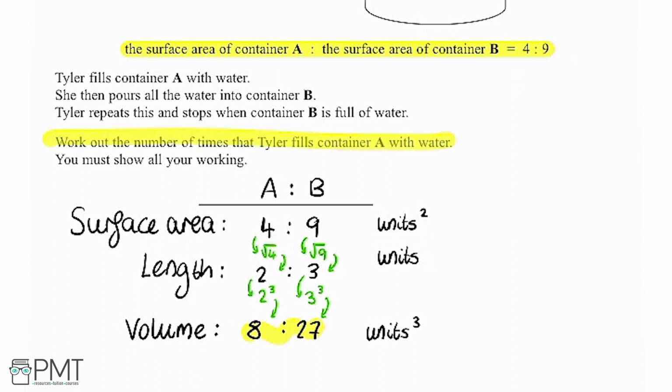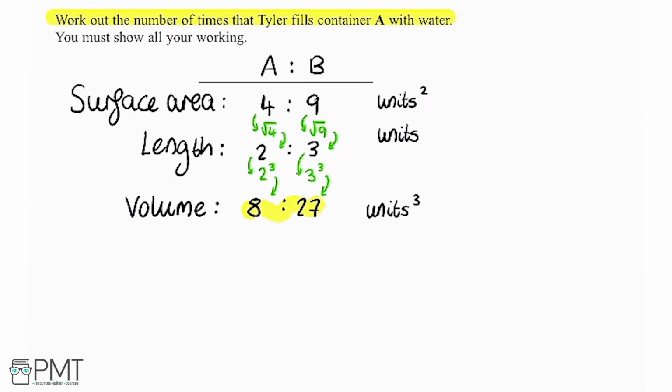So we need to work out the number of times that Tyler fills container A with water in order to fully fill container B with water. If they fill container A up once, we've got 8 of whatever our units are, and all of that 8 is poured into container B. So in container B, we've now got 8. But that's not quite 27, so we need to do it again. So you can fill container A up to 8 again and pour that in. So now within container B, there'll be 8 plus 8, so 16. So you can fill up A all the way again and pour that in container B. So that's going to be 16 plus 8, which is 24.